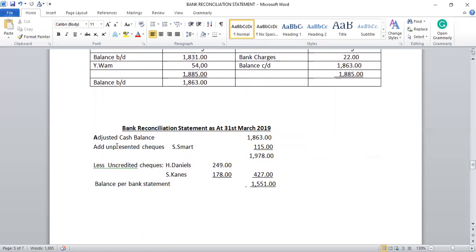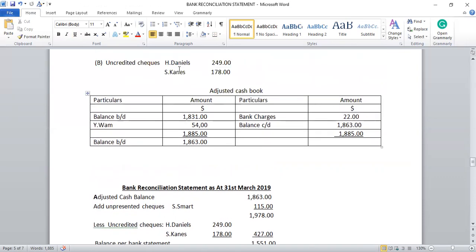So this is the bank reconciliation statement as at 31st March 2019. First, I say we have two methods. You can start with the balance per the bank statement or the balance per the adjusted cash book. The balance per adjusted cash book is the most popular one, so we are using it. So the adjusted cash book balance is $1,863. After adjusting the cash book, this is our balance.